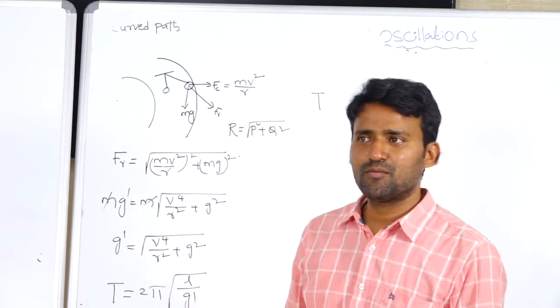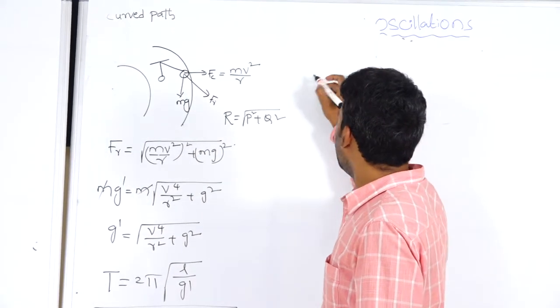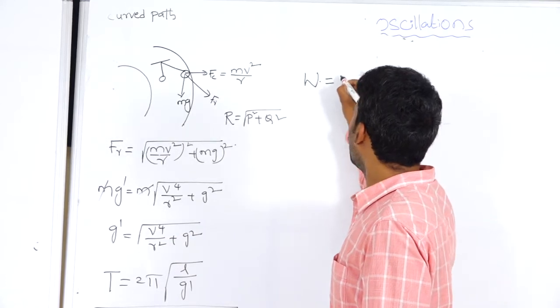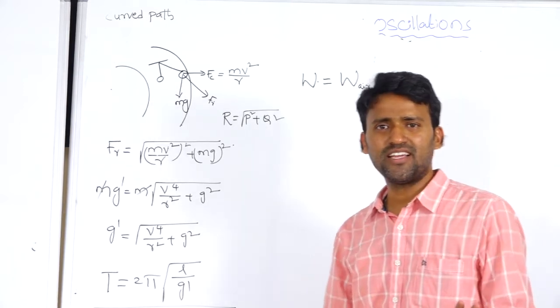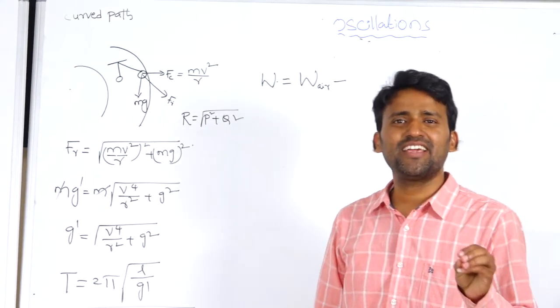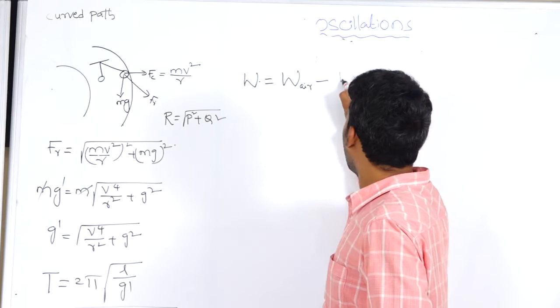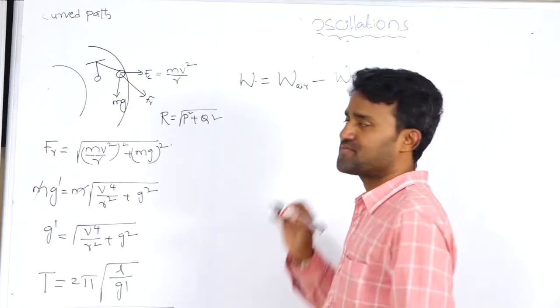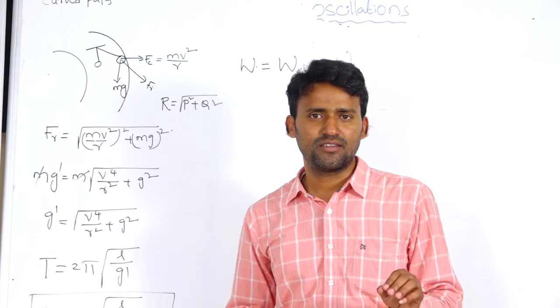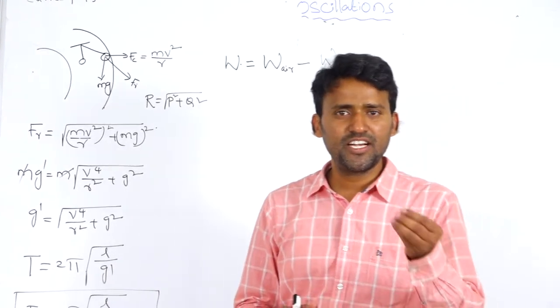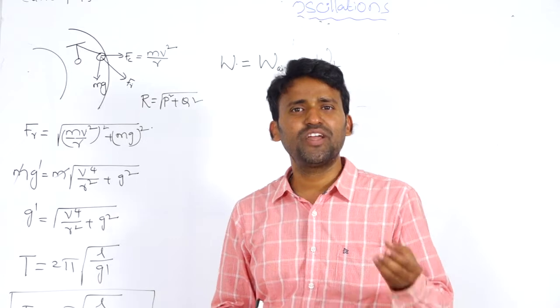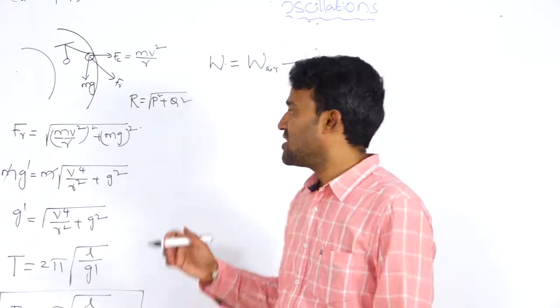For example, first I am writing loss of weight is equal to weight of the object in air minus weight of the object in liquid. We are writing this first. These two resultants are nothing but the loss of weight: weight of the object in air minus weight of the object in water or liquid.